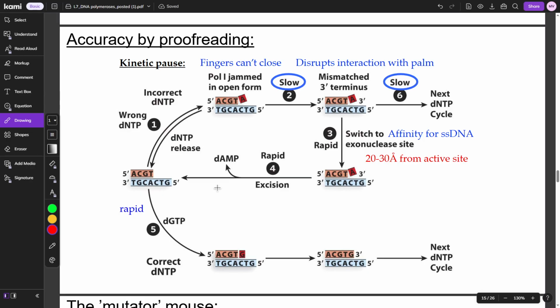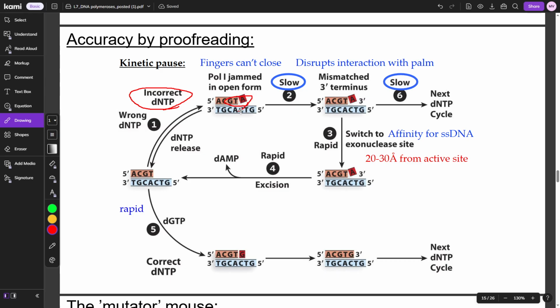So here's a diagram for how all this works. If we start from here, let's go the correct route. We have our C, and if we're going the correct direction, we add our dGTP, it goes in there, it attaches, and then we're done and we go to the next thing. But if we go the incorrect way, so let's say that instead of binding a G here, we actually end up binding an A, so we have an A in our DNA polymerase.